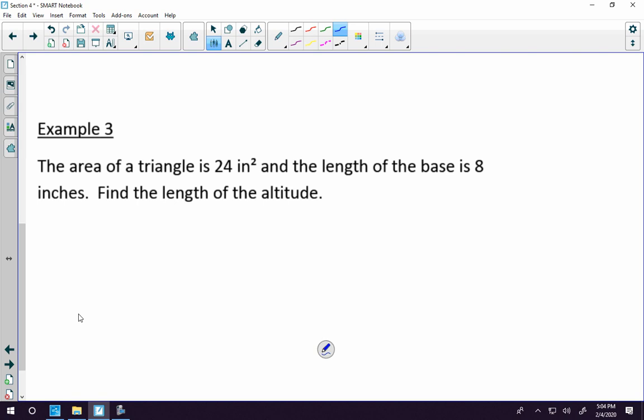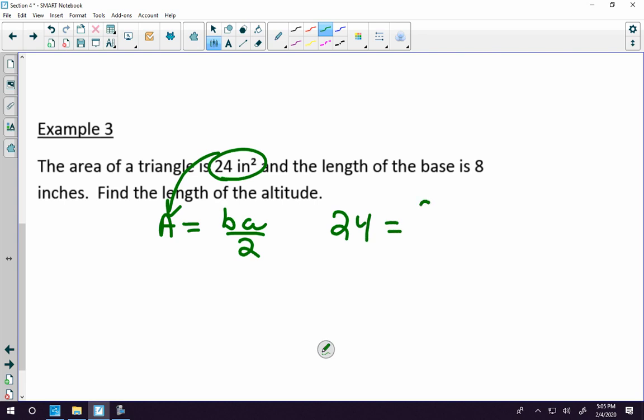In example 3, it says the area of a triangle is 24 square inches, and the length of the base is 8 inches. Find the length of the altitude. So it's a triangle. So we're going base times altitude over 2, or area equals 1/2 base times altitude. Either one is fine. We know what the area is. The area is 24 square inches, so substitute properly. So we get 24 equals. We know the length of the base is 8. We must be looking for the altitude. By the way, we're not always looking for the altitude. Maybe we're looking for the base length, but the process is the same in those scenarios.